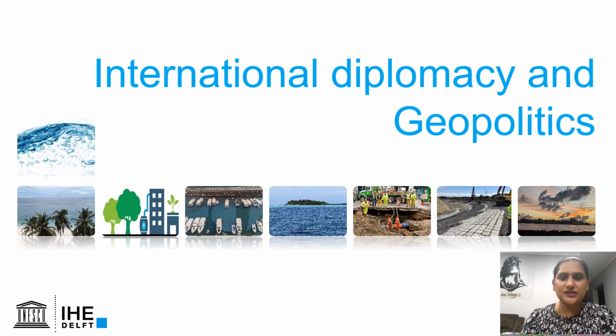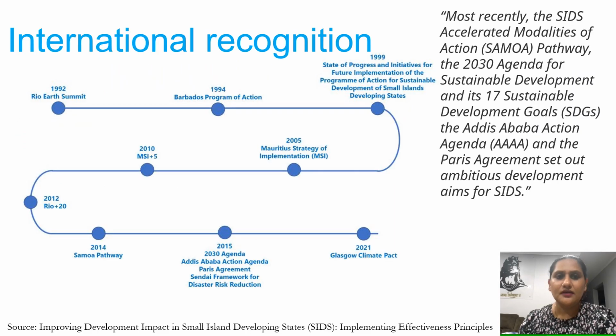Next, we move to international diplomacy and geopolitics related to small island developing states. Important international milestones for SIDS start from the Rio Summit in 1992. These milestones include the Barbados Programme of Action, the Mauritius Strategy, the Samoa Pathway, and the Glasgow Climate Pact in 2021. The most recent is SIDS4, which concluded on 30th May 2024 in Antigua and Barbuda.